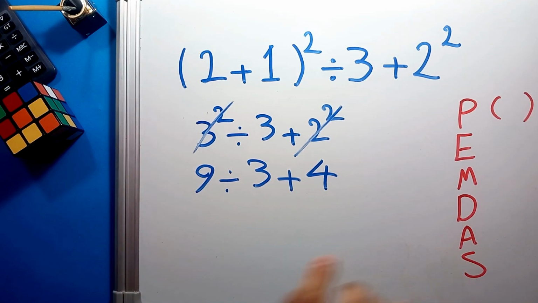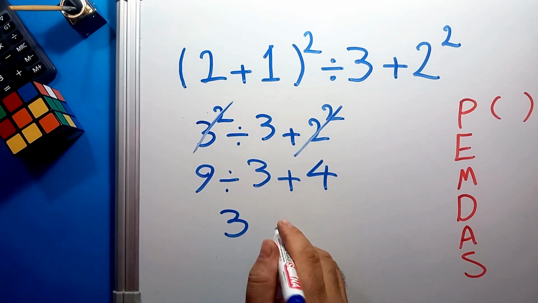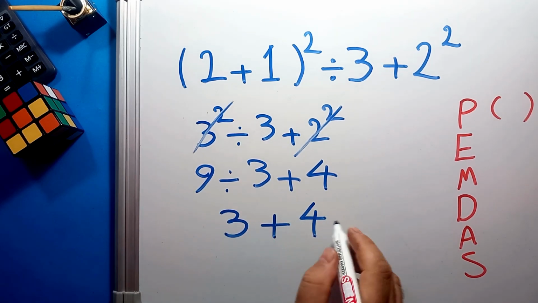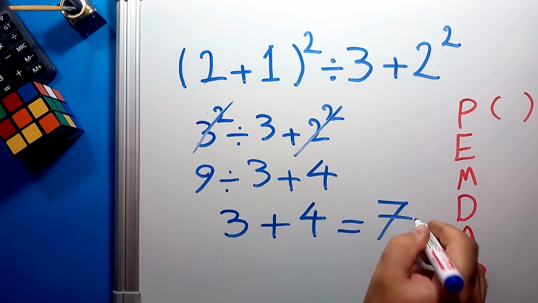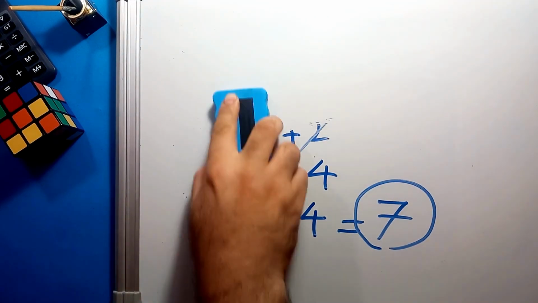Division comes before addition. 9 divided by 3 equals 3. Now 3 plus 4 equals 7. So the correct answer is 7. Not 9, not 13, just 7. Now let's try something a little harder.